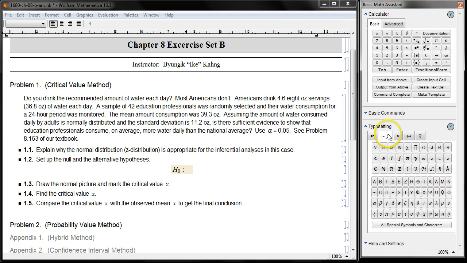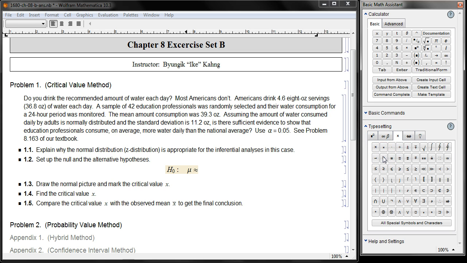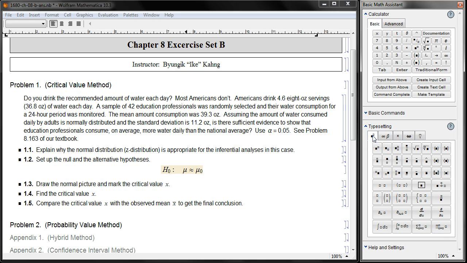We typically use the Greek letter mu for the population mean, and that's approximately equal to a certain number. I don't know that number, so let's tentatively name it mu0. Now, what is this mu0 here? What's a candidate for this one?